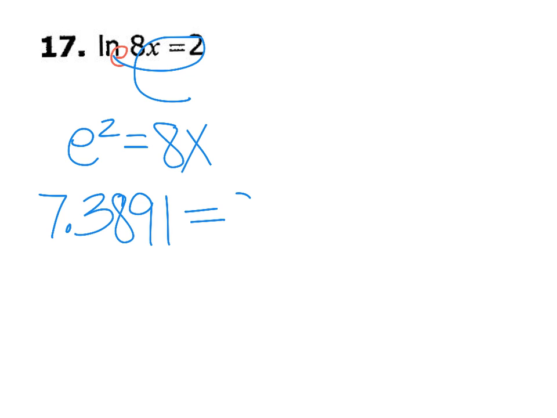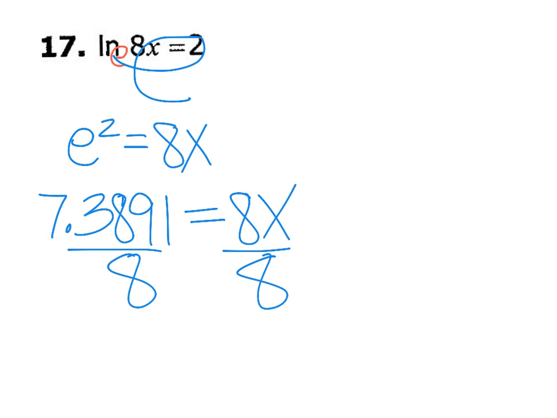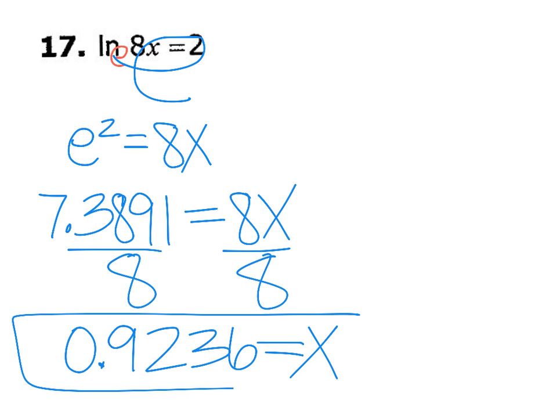And that equals 8x. Then you're going to divide both sides by 8, and you're going to get that x equals 0.9236. And that is your solution. If you were to take this and plug it back in, you would get 8 times this decimal, and it would give you a positive answer. So you know that it is not extraneous. It is a valid solution.